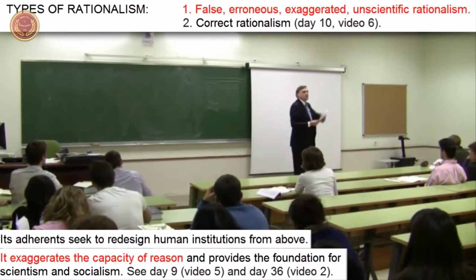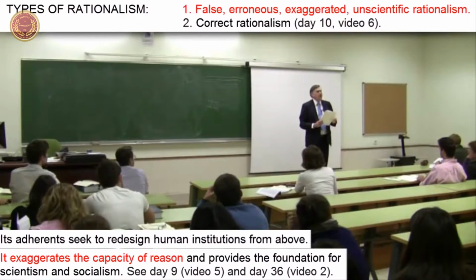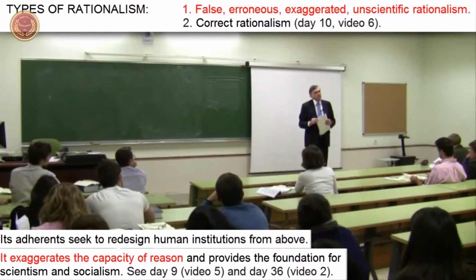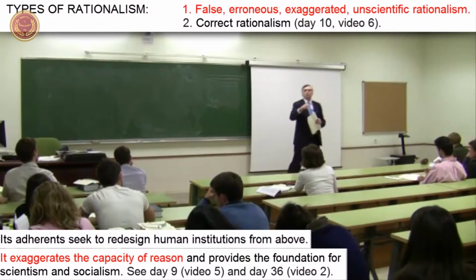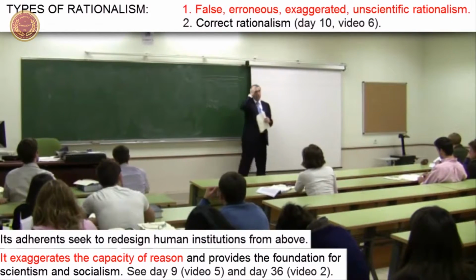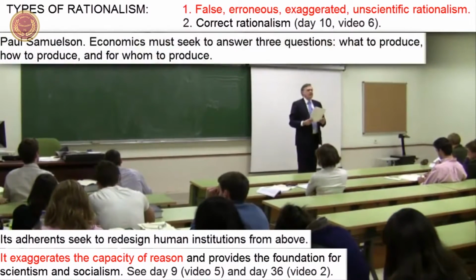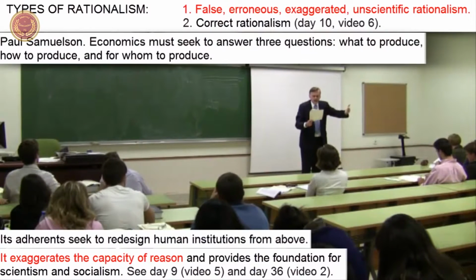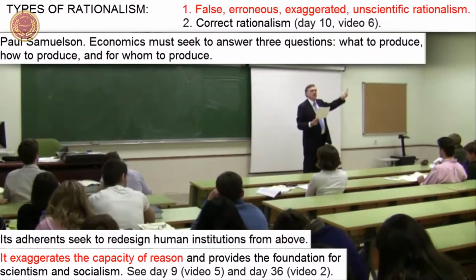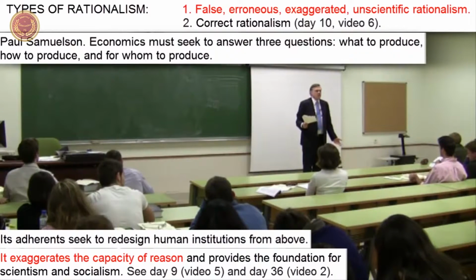In economics, exaggerated rationalism is expressed in a multitude of textbooks. For instance, do you remember Samuelson's book? If you pick up Samuelson's introductory textbook entitled Economics, there you will read that economics is a science that must respond to 3 questions. What to produce, how to produce, and for whom to produce. How absurd! Economic agents never consider such questions, nor can they consider them.